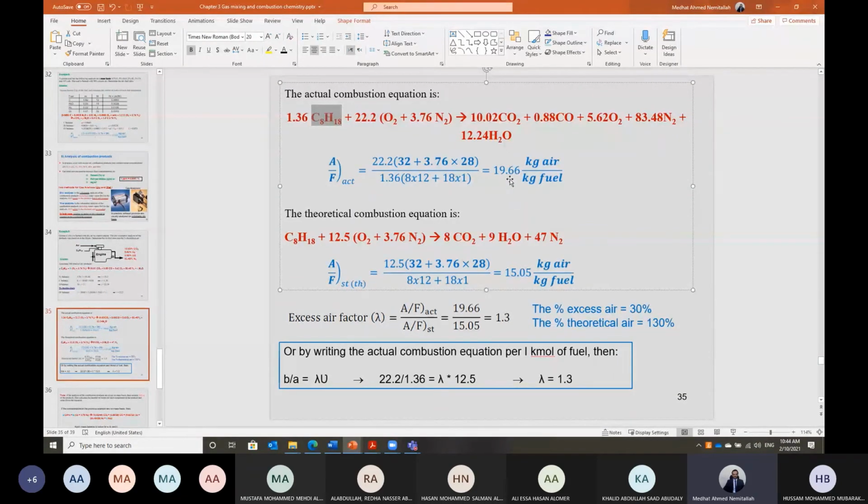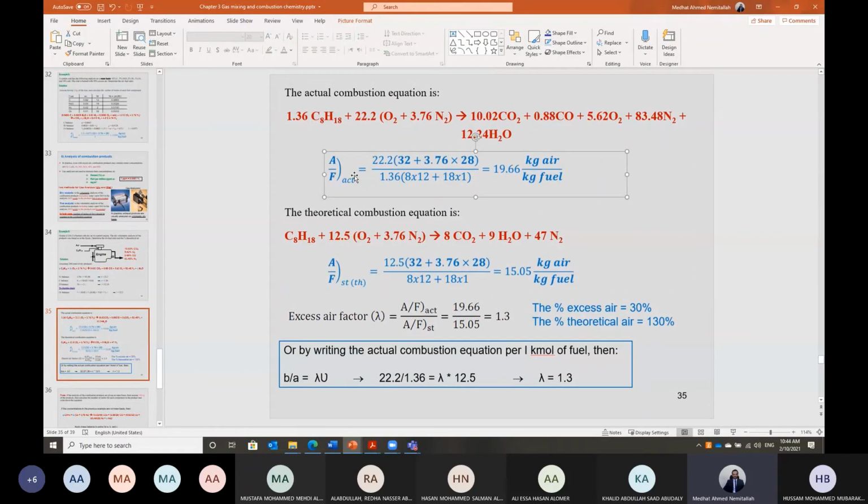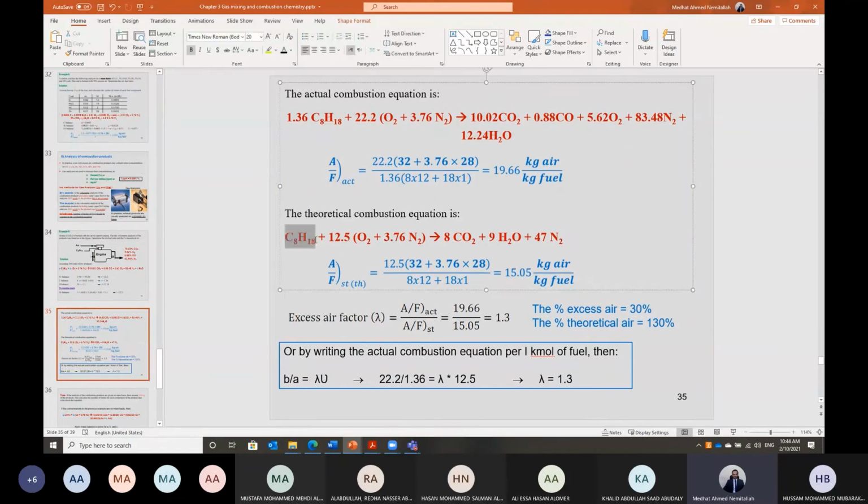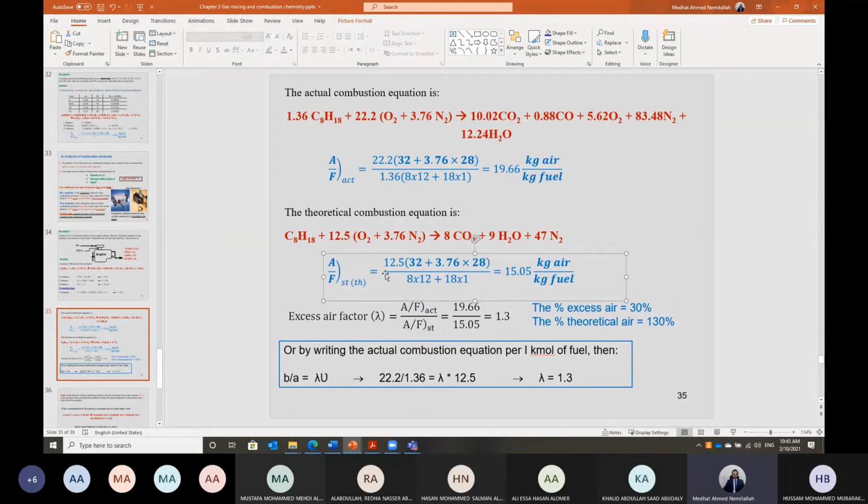Okay, how can we calculate lambda? Lambda is the actual air to fuel ratio, which is the value that we have just calculated, divided by the theoretical air to fuel ratio. To calculate the theoretical air to fuel ratio, I can write down the theoretical combustion equation for octane, which is C8H18, plus gamma, which is X plus Y over 4. X is 8 and Y over 4 is 4.5. So the total gamma will equal 12.5. O2 plus 3.76 N2.